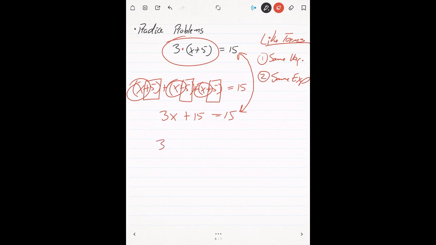What distribution says is, if you have a number times an expression in parentheses, right? Multiple things in parentheses, you can multiply each of the terms in the parentheses by the outside number. So 3 times x is 3x, and 3 times 5 is 15. That's what distribution means. Instead of multiplying the number to the whole thing, multiply the number to the individual parts that are in the parentheses.